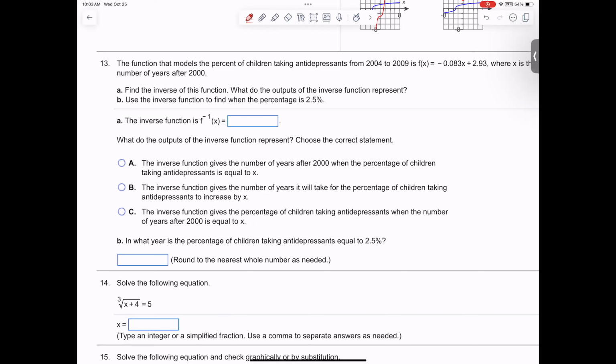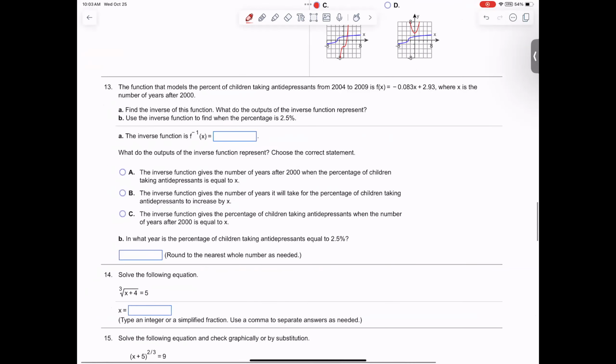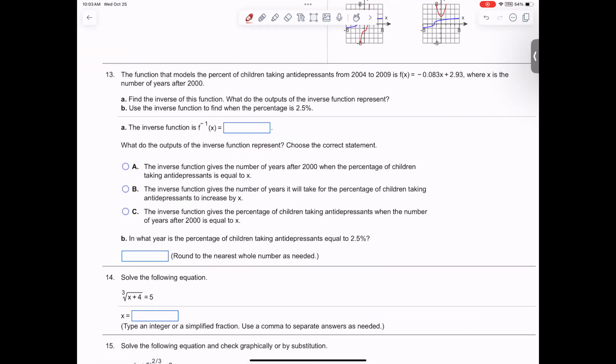f of x equals -0.03x plus 2.93, where x is the number of years after 2000. What's its inverse? To find the inverse, we first write this as y equals instead of f of x. Then I interchange the x and y's, because that's what the inverse does. And then I solve for y.